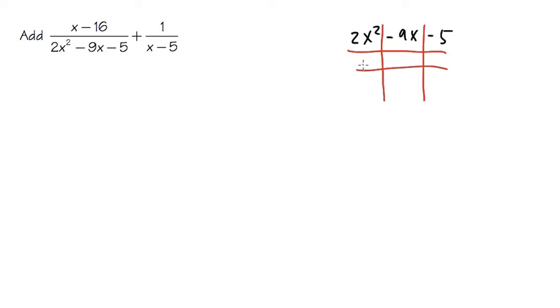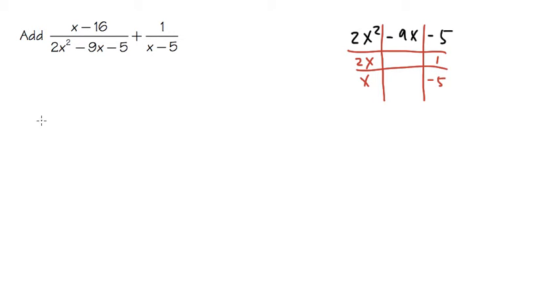So we ask ourselves, what times what will give us 2x squared? That will be 2x and x. And what times what will give us negative 5? Well, we know 1 times negative 5 or negative 1 times 5, right? And maybe you have to move the number around, but let me tell you the correct combination. In this case, we are going to put down the 1 right here and negative 5 right here.